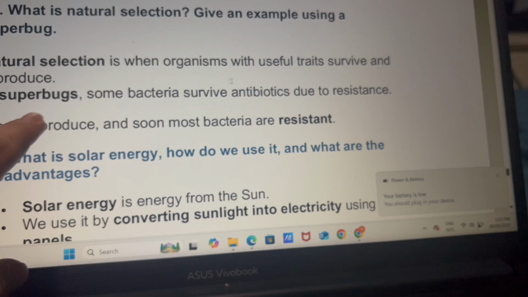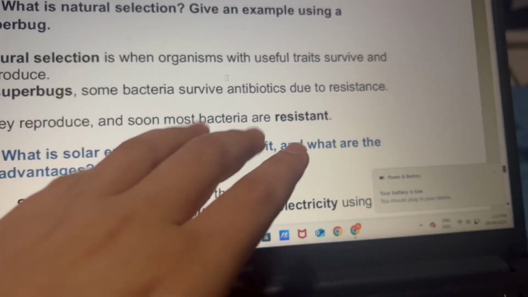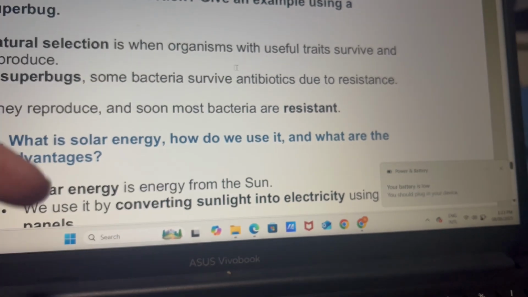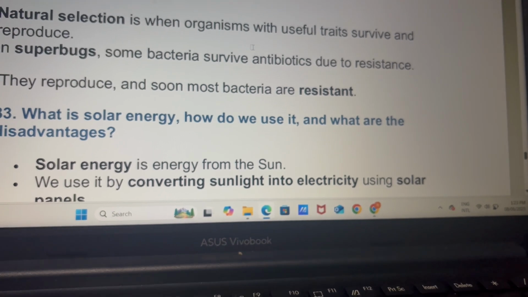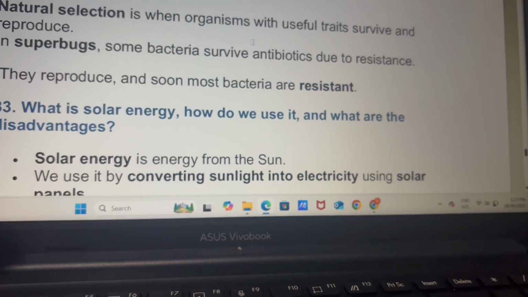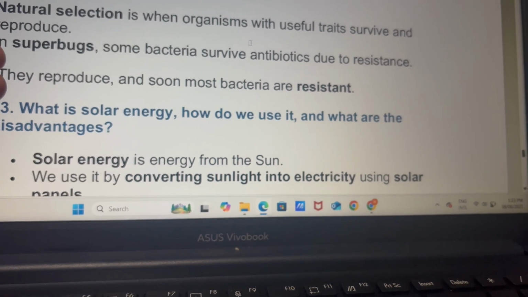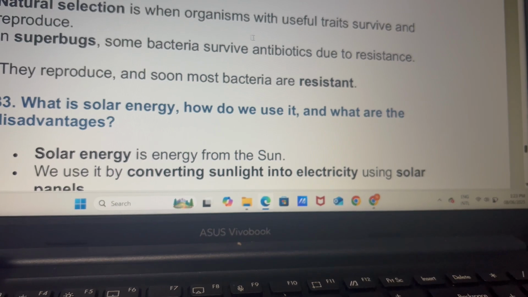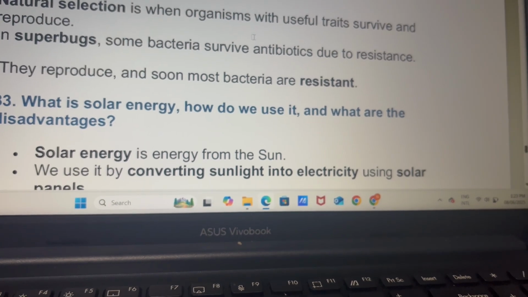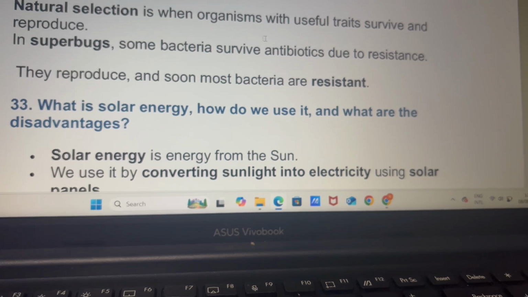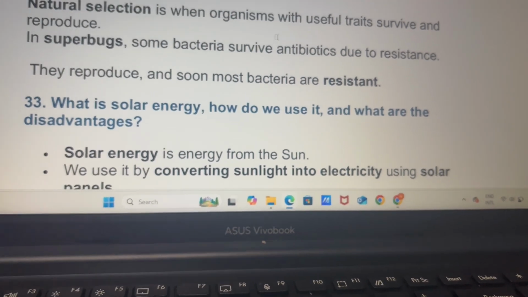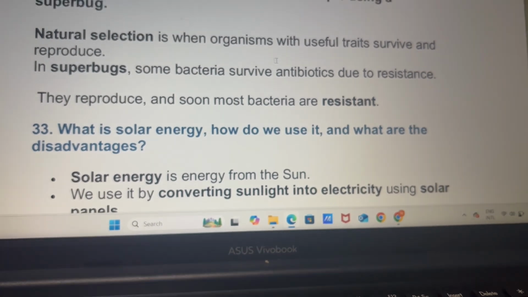So when superbugs resist antibiotics, you keep taking antibiotics, and the superbug or the bacteria in your body is not going to get killed, because it got adapted to it, or got used to it, so it can resist it now. Nothing is going to work if you keep taking antibiotics forever. It's not going to get killed, and some people die because of this.